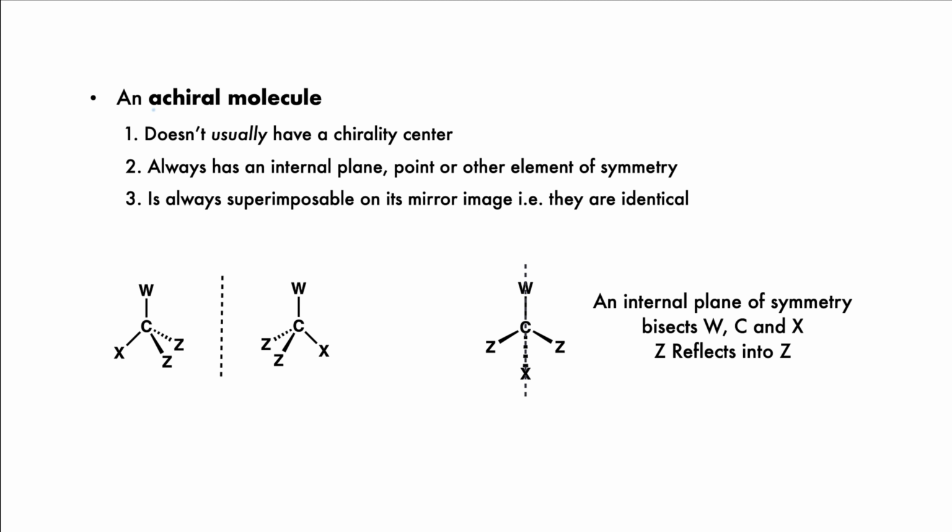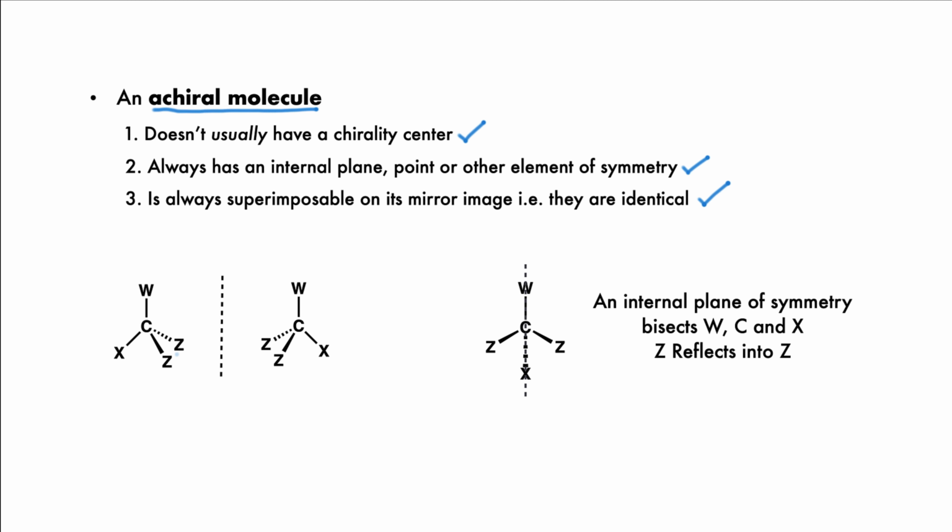An achiral, that is non-chiral molecule, has 3 characteristics. First, it doesn't usually have a chirality center. Second, it always has a plane, point, or other element of symmetry. And third, an achiral molecule is always superimposable on its mirror image. That is, they are identical.